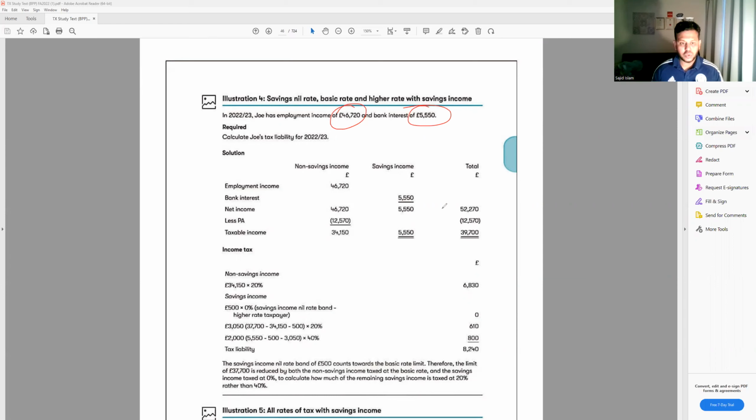So we have the total net income of 52,270. This is less than 100,000, so we're happy with the personal allowance. Minus the personal allowance, we have a taxable income, and the savings total is this, 39,700. Now you can see here my non-savings income is 34,150. That means it's more than 5,000.